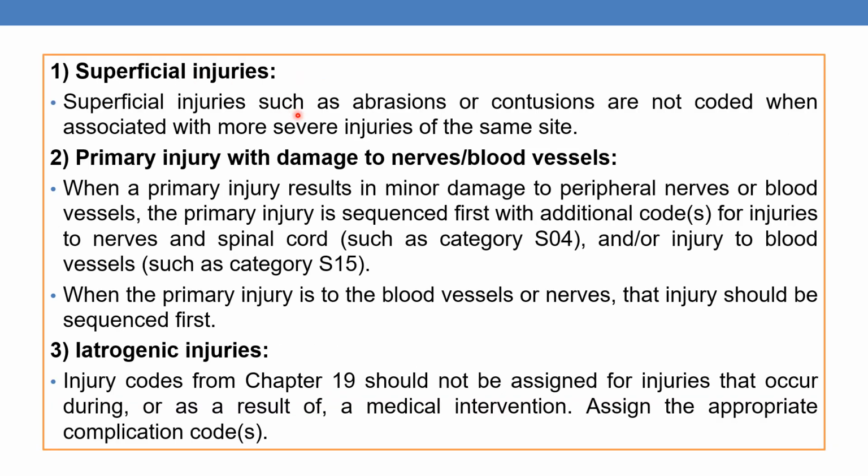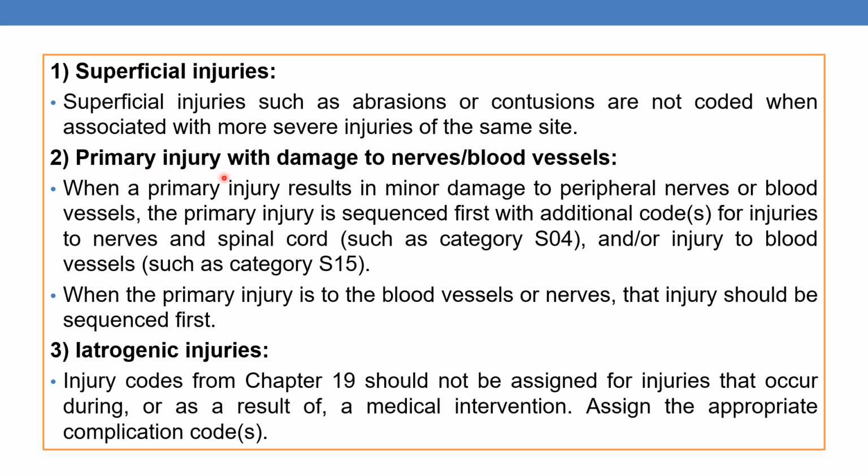Coming to superficial injuries. Superficial injuries such as abrasions or contusions are not coded. This is important: they are not coded when associated with more severe injuries at the same site. For example, if there is a knee abrasion and a knee fracture, you will code the fracture code only. The abrasion code is not necessary.